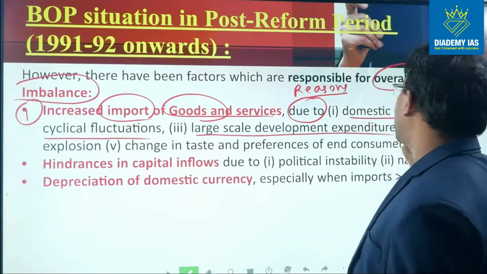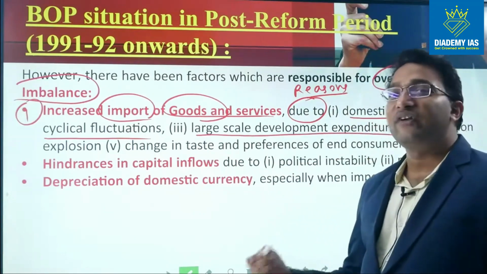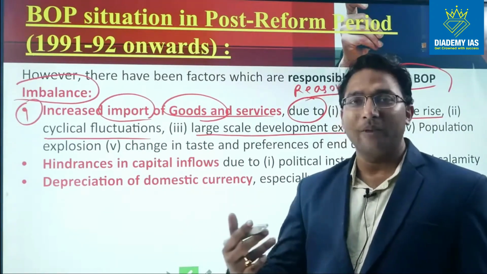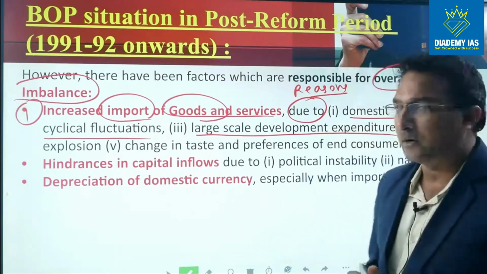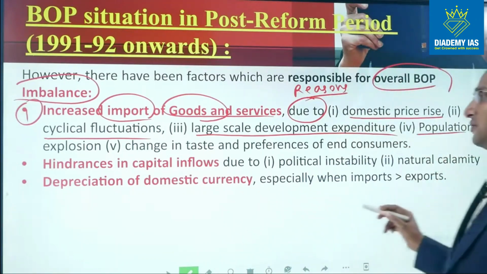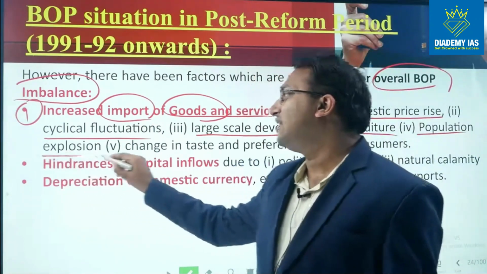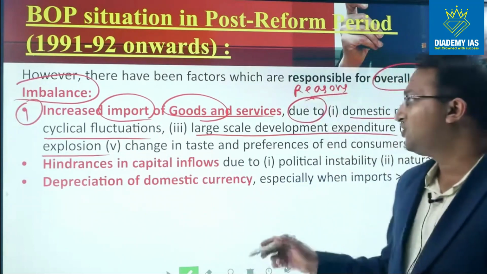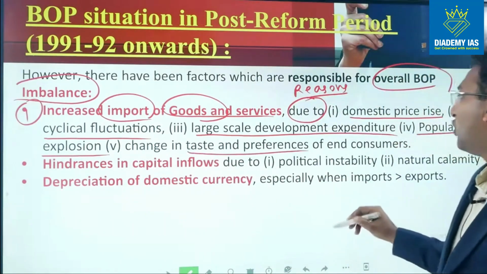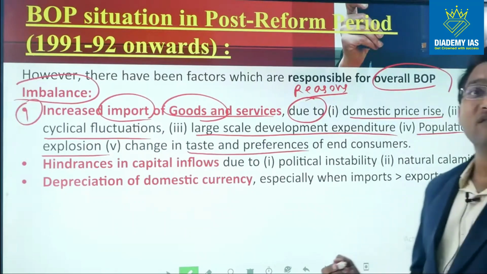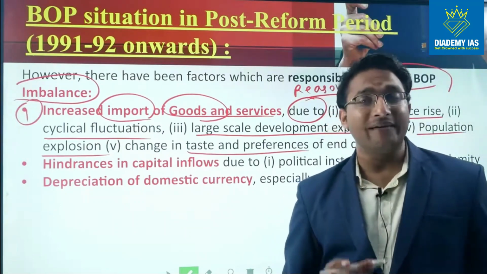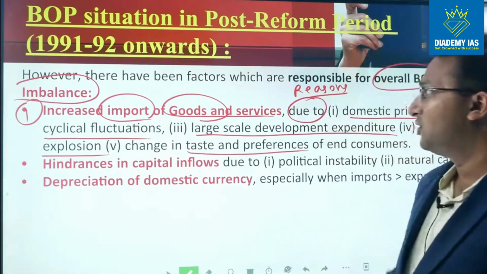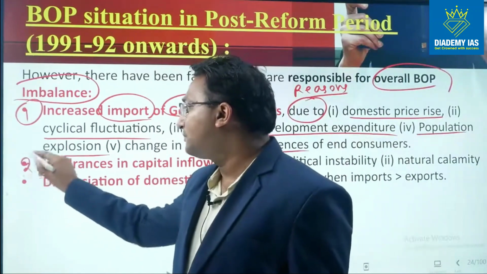Large scale development expenditure. As a welfare country, we are expanding a lot. We are buying foreign technology and foreign goods for our development purposes. Population explosion. The rate of growth of population is very high, and because of that, we are buying a lot. Change in the taste and preferences of end consumers. The end consumers want to import luxury goods and buy electronic items from outside India because they are found cheaper over there. So this is the first reason why there is an increase in imports.